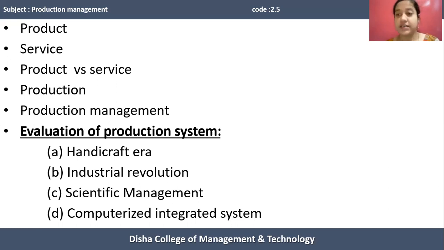Next is service. A service, we can say, is an act or performance that one party offers to another party. It is an act or performance that one party performs not for himself but for others. Generally, service is an intangible thing, meaning we cannot see it but we can feel it.